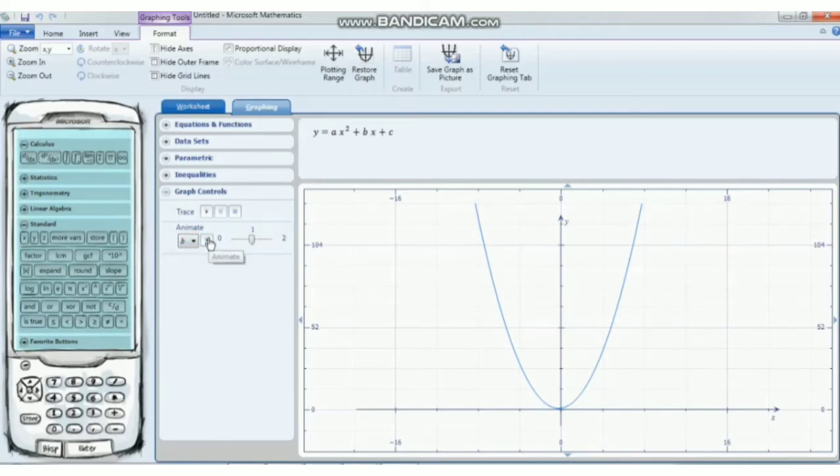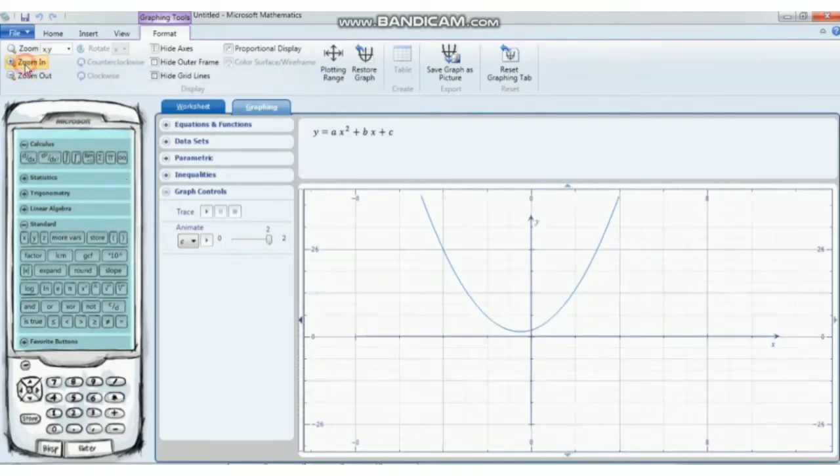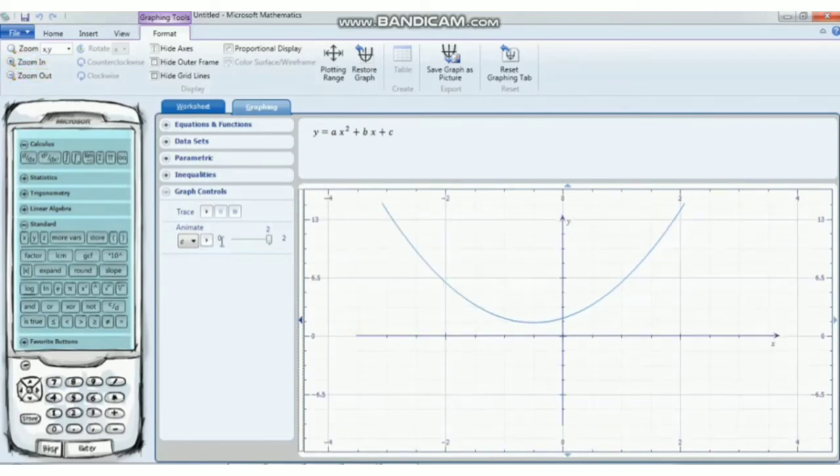So it will be displayed as an animation like this. It will have an impact on the graph if we animate the a variable, b variable, and c variable. Let's zoom in to see what happens to the graph if we animate each variable. If we animate c, it will move up. Then when we animate b, it will move to the left.